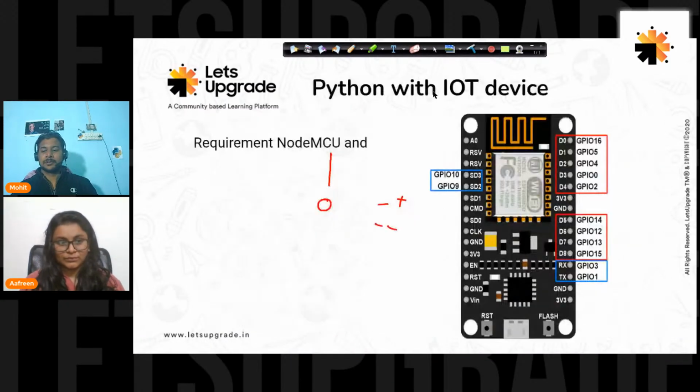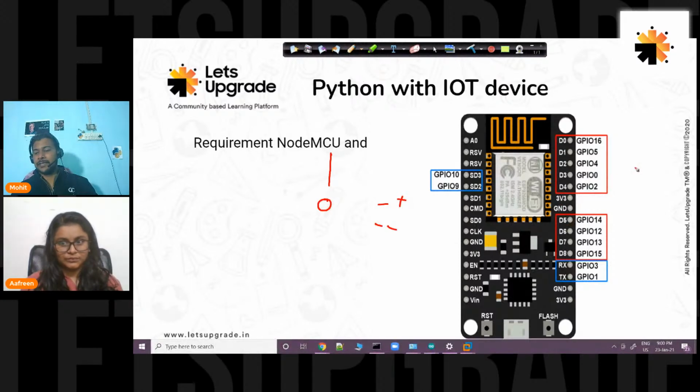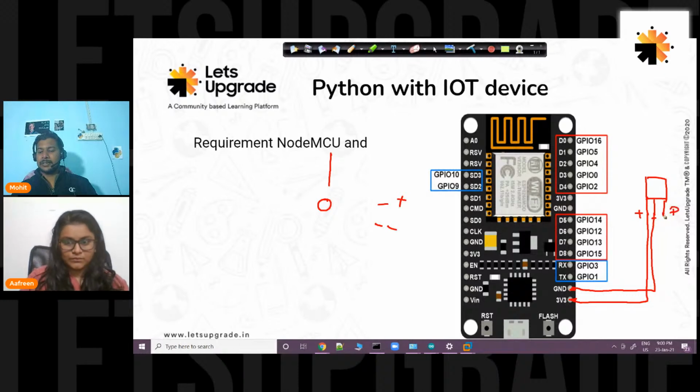This is my device, a 3 pin device: positive, negative, and D pin. Positive is connected to this pin, negative is connected to this pin, and this data pin is connected to D1. Check your device to see which is negative, which is positive, which is data. Everything is written on the device. So connect like this. Done. So you will get the data on the 14th pin. This is the 14th pin.